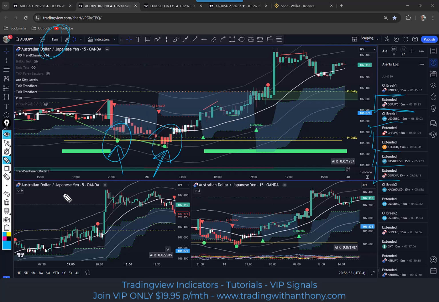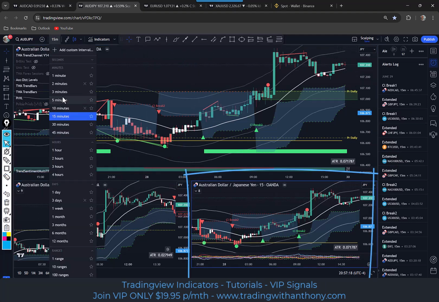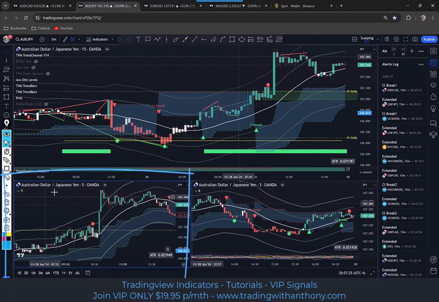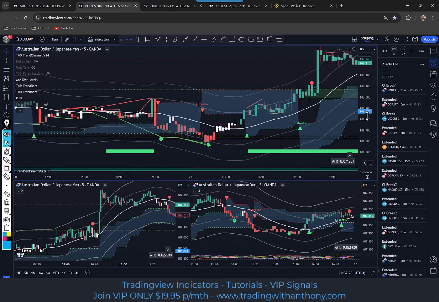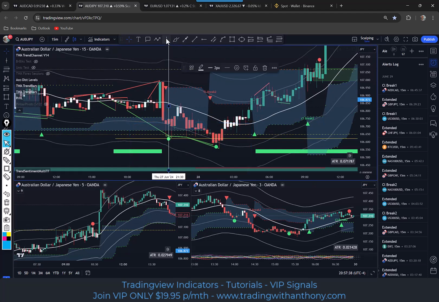What we're going to be doing is trading it on the 15-minute, but we're looking for the entry point on either the 3 or the 5-minute. Bottom right, I'm going to bring in the 3-minute chart. Bottom left, I have the 5-minute. This signal fired twice, so let's have a look at both of these. I'm going to mark them up as a point of interest. So that's the first one, and this is the second one.